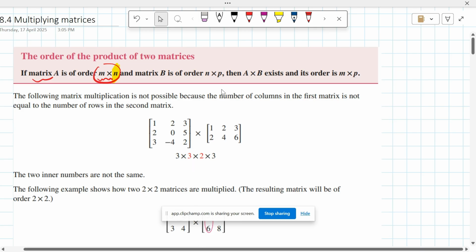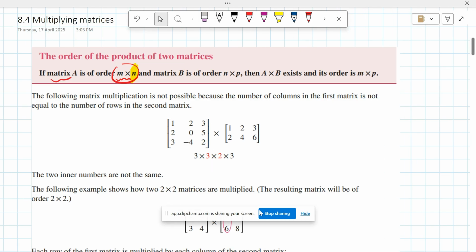Hello everyone, welcome back to chapter 8, matrices, and today we're going to do multiplying matrices. Just remember, you have two different orders.